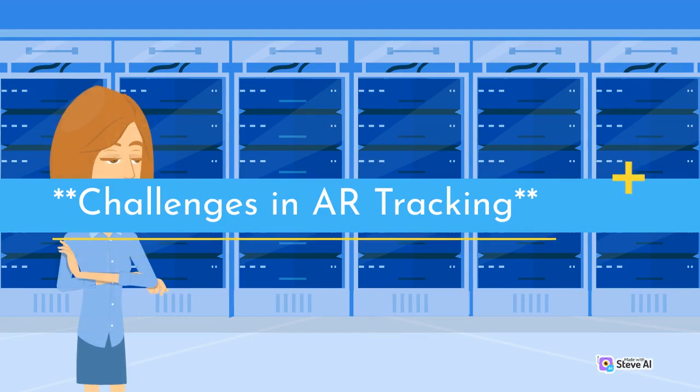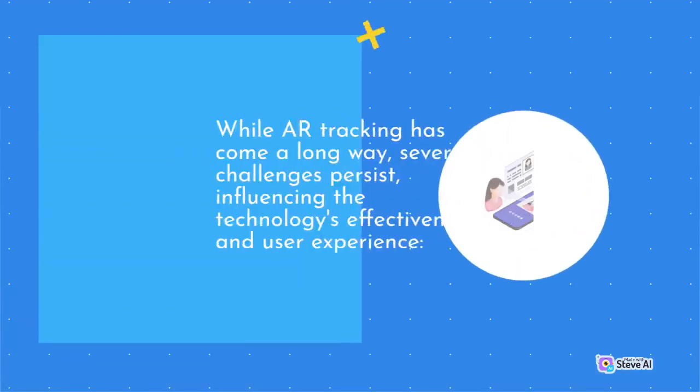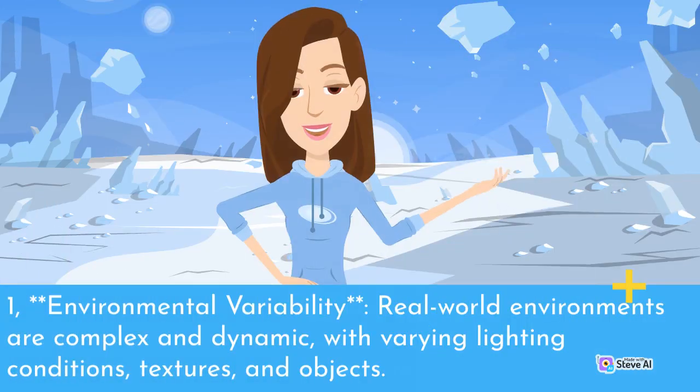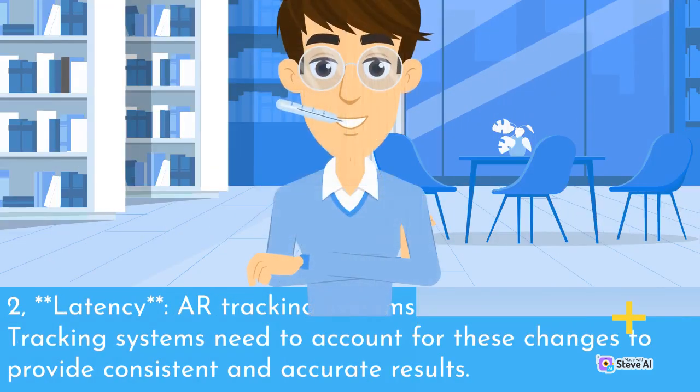Challenges in AR tracking. While AR tracking has come a long way, several challenges persist, influencing the technology's effectiveness and user experience. 1. Environmental variability. Real-world environments are complex and dynamic, with varying lighting conditions, textures, and objects. Tracking systems need to account for these changes to provide consistent and accurate results.